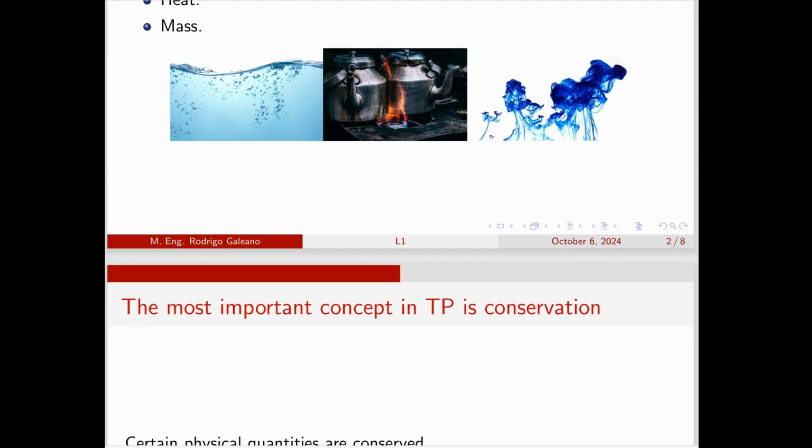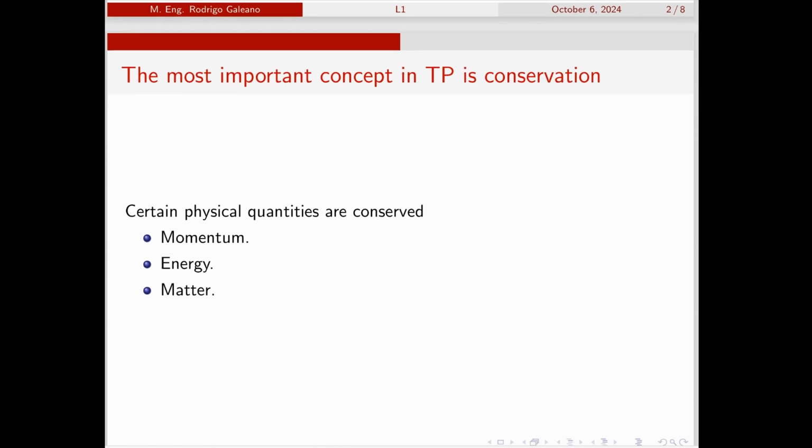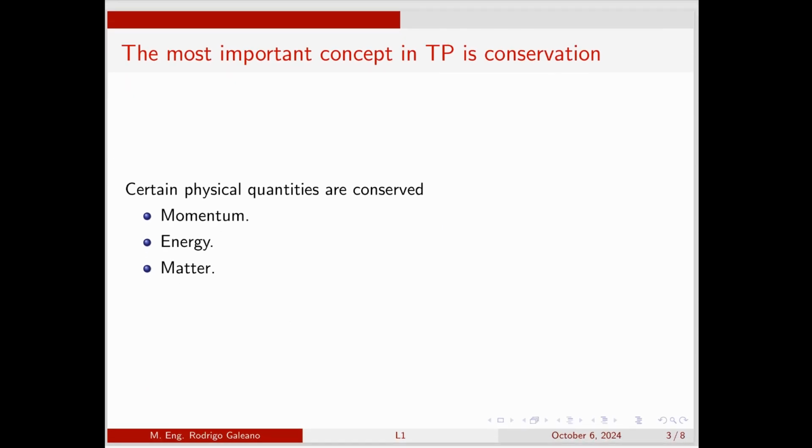Now, the first tool that we have to solve problems in transfer phenomena is the concept of conservation. This is the most important concept in transfer phenomena. And this says that certain physical quantities are conserved. For example, momentum, which is related to the flow of a liquid, energy, which is related to heat transfer, and matter, which is related to mass transfer. And we use the conservation principle in order to write down conservation equations and solve the problem in transfer phenomena.